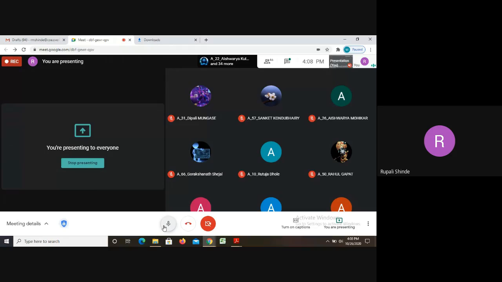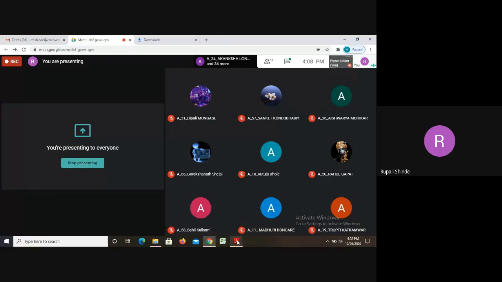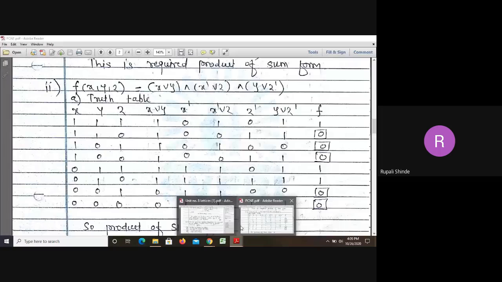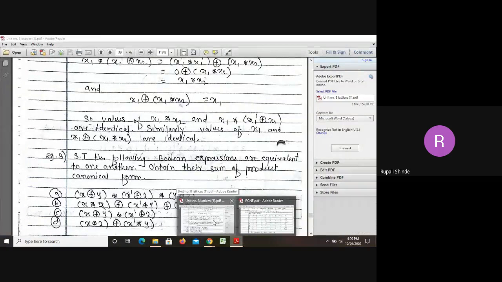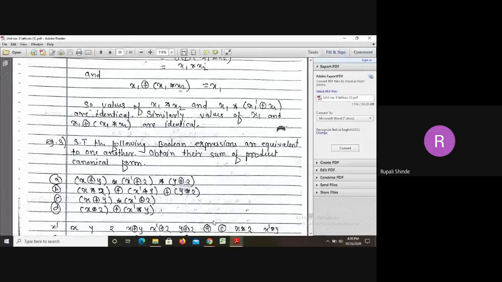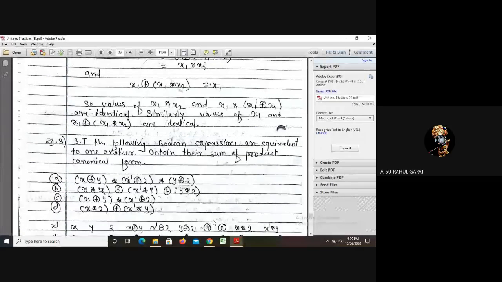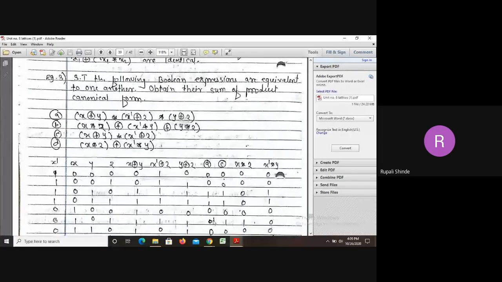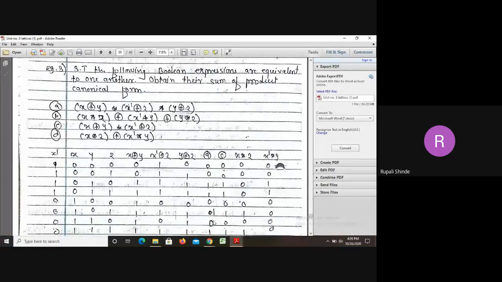Have we solved it? Yes, ma'am. Okay, so what are the formulas that are identical to each other? A and C, and B and D. Okay, so check here.